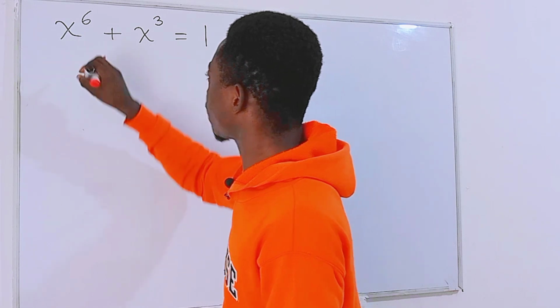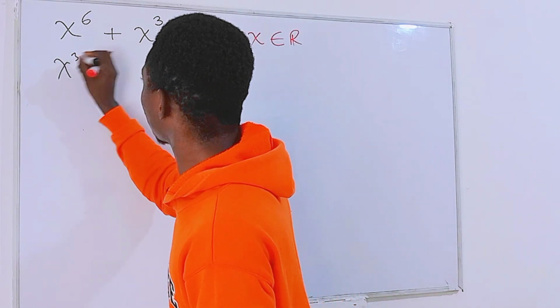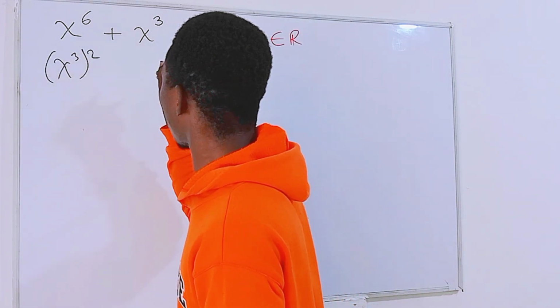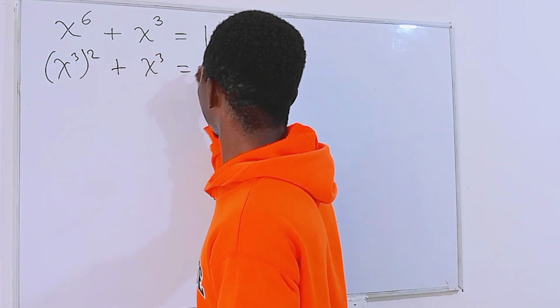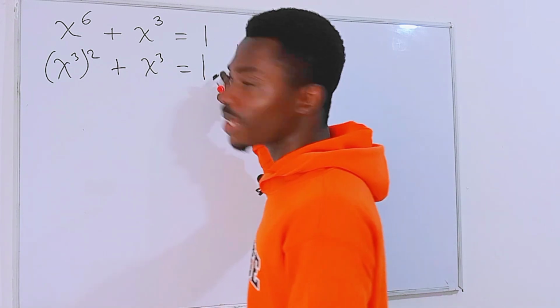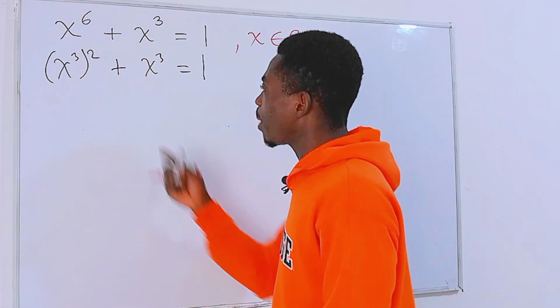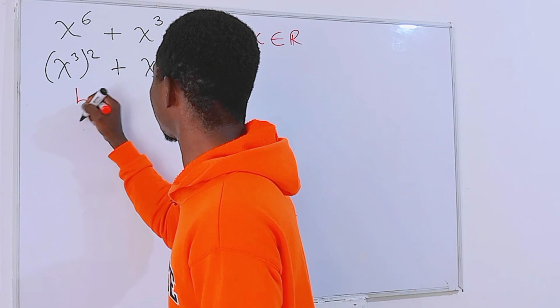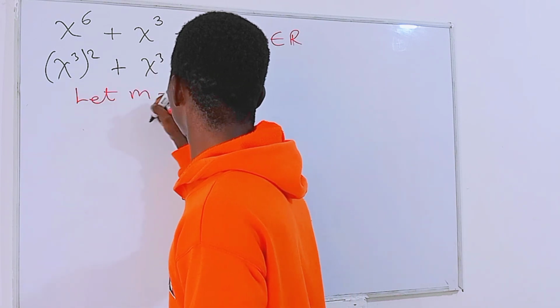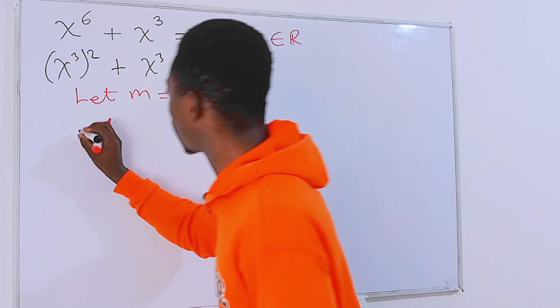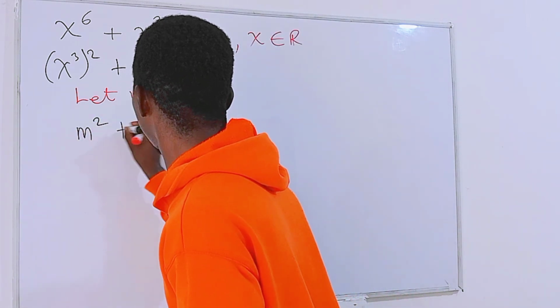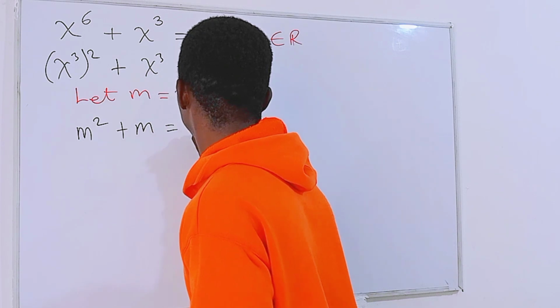x to the 6th power right here could be written as x to the 3rd power, then all to the 2nd power, plus this right here, x to the 3rd power, and this is equal to 1. Let's maintain this one right here. Now that we have this, we can let m be equal to x to the 3rd power, so that the equation will now become m to the 2nd power plus m is equal to 1.